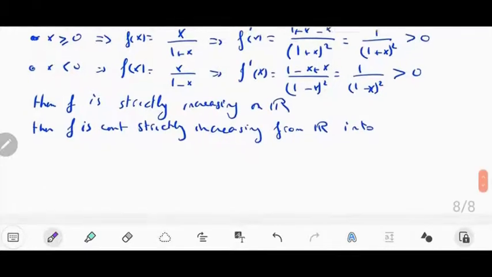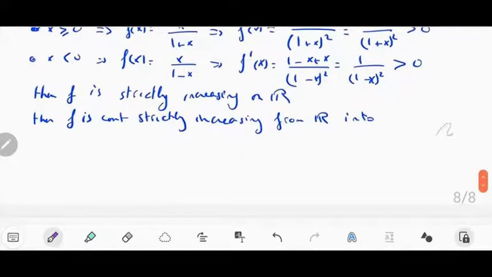So to know it goes into what, since the function is increasing, we need to calculate the limit of f of x when x tends to plus infinity, which is the boundary of R. So when x tends to plus infinity, it's equal to 1, and the limit when x tends to minus infinity of f of x is equal to x over (1 minus x), so it's minus 1.